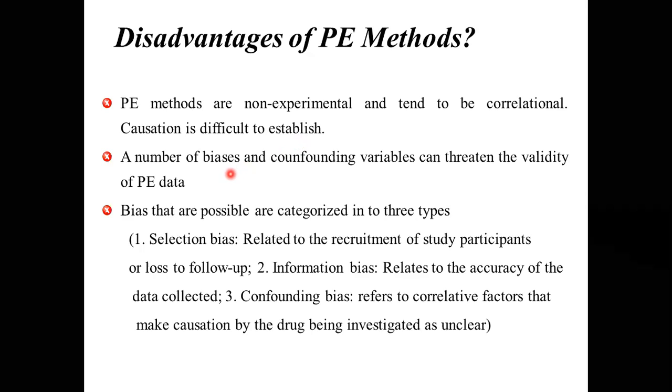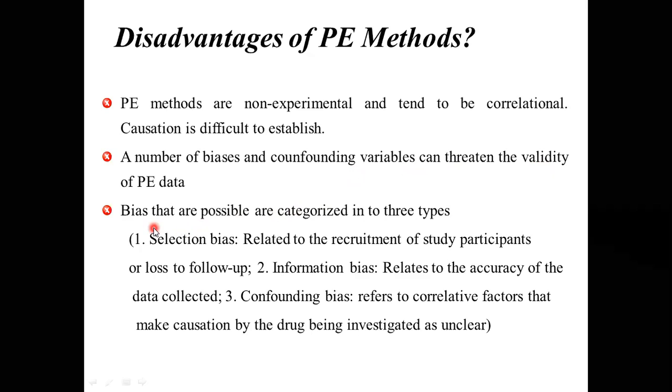There can be a chance for bias and confounding variables, which threaten the validity or the correctness of the data you have collected. There may be a bias. Confounding variables, you know, like smoking, drinking, and all such information, you may not get properly here unless you regulate it in one particular place. So they are likely to cause changes in the final data.